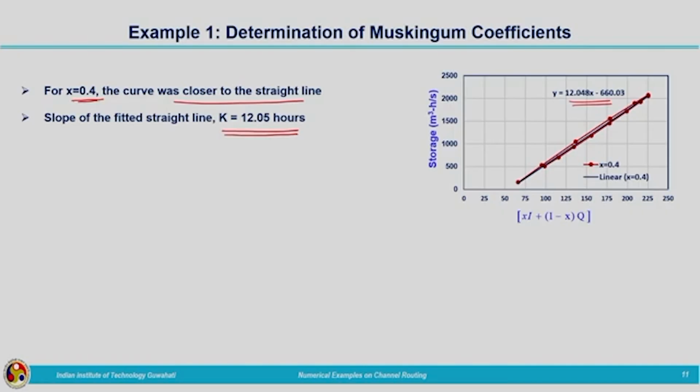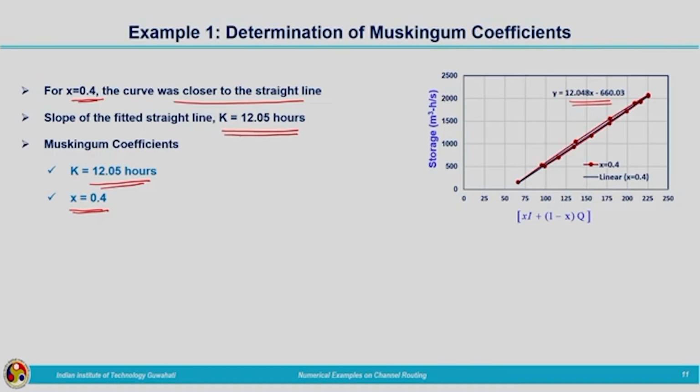Now, we have found out the values corresponding to x and also k. So, the Muskingum coefficients are k equal to 12.05 and x equal to 0.4. And if the inflow and outflow hydrographs are given to you, and you are asked to calculate the coefficients corresponding to x and k, this is the procedure to be followed.